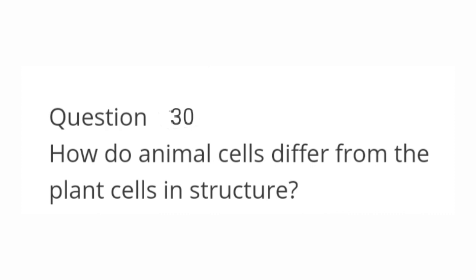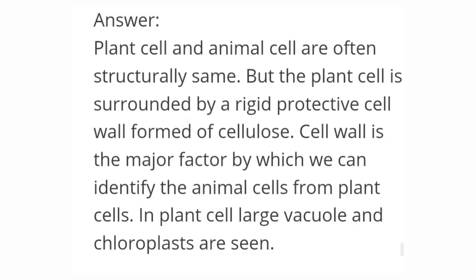Question number 30. How do animal cells differ from the plant cell in structure? Answer: plant cell and animal cells are often structurally the same, but the plant cell is surrounded by a rigid protective cell wall formed of cellulose. Cell wall is the major factor by which we can distinguish plant cells from animal cells. In plant cell, a large vacuole and chloroplasts are seen.